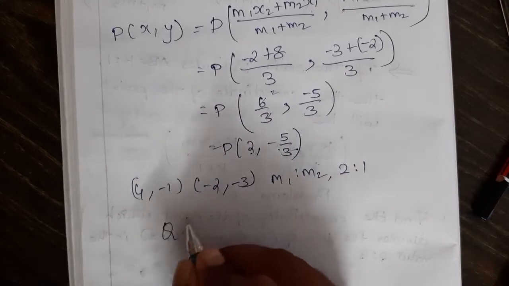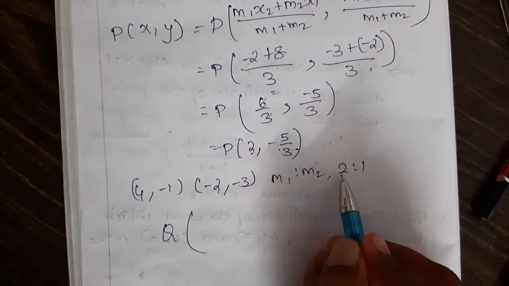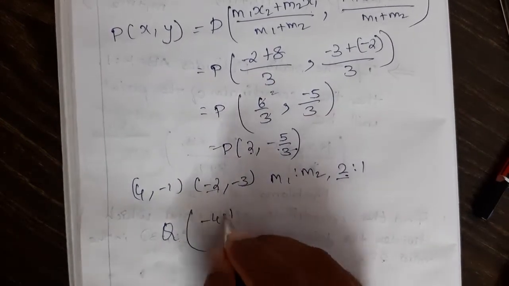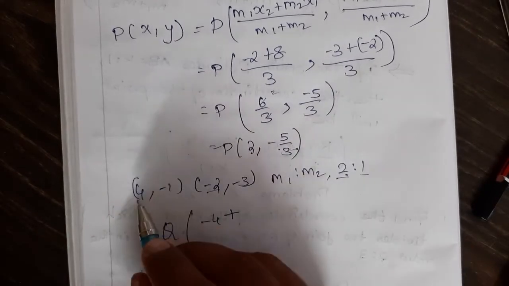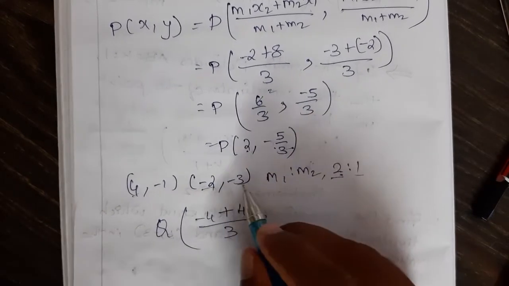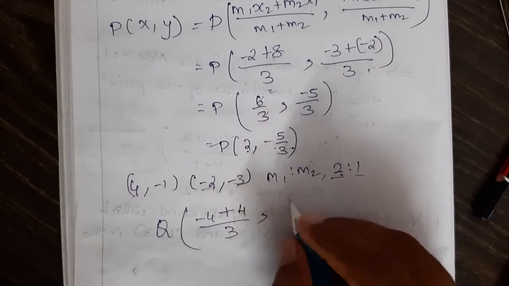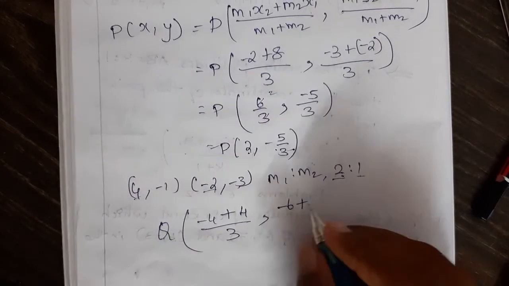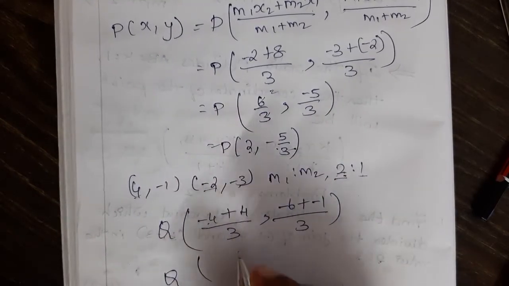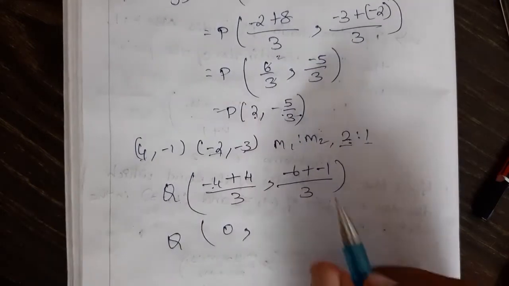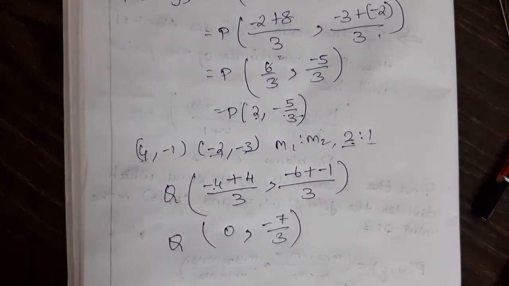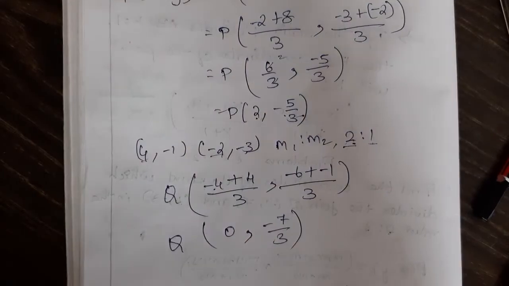So for Q, no need to write the formula again, directly you can write m1 into x2, which is 2 into minus 2 is minus 4, plus m2 is 1 into x1, 4 is 4, divided by 3, comma, m1 into y2 is 2 into minus 3 is minus 6 plus 1 into minus 1 is minus 1, divided by 3. So Q is minus 4 plus 4 is 0, 0 by 3 again 0, and minus 6 minus 1 is minus 7 by 3, right? And the Q point is 0 comma minus 7 by 3.